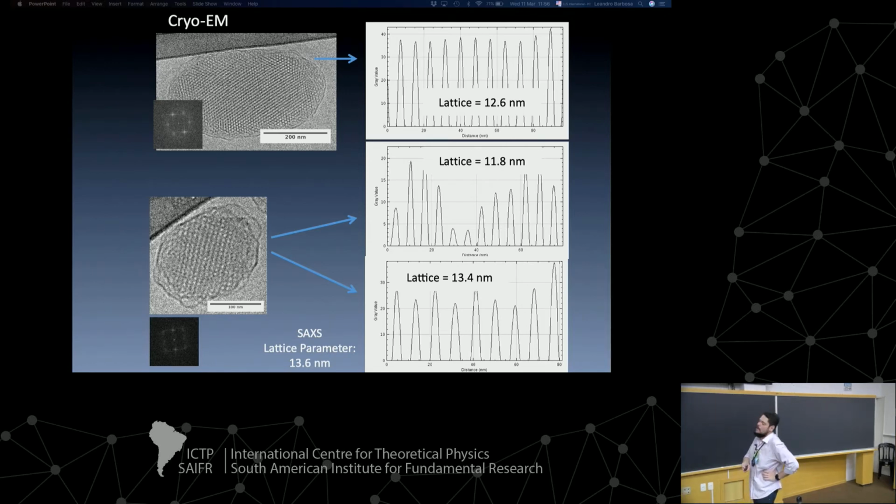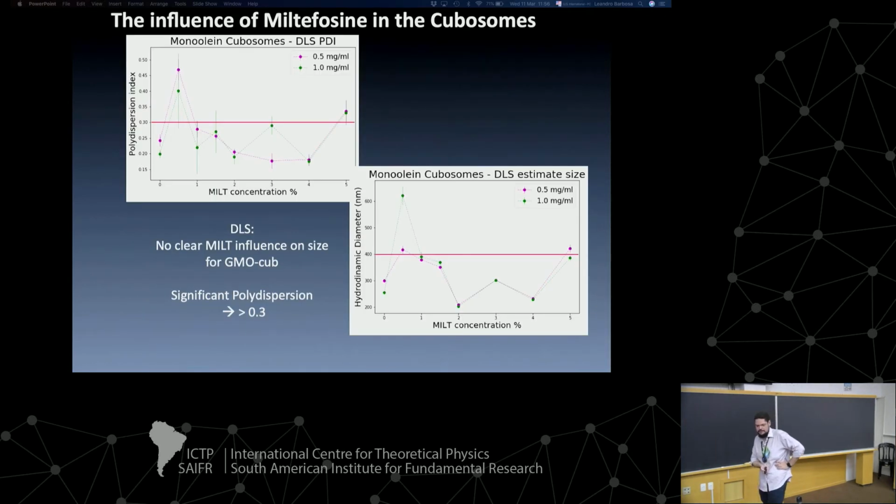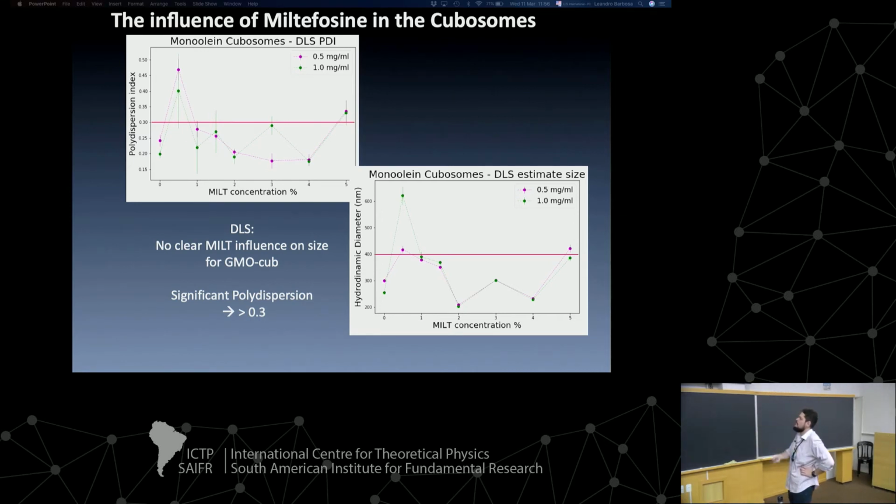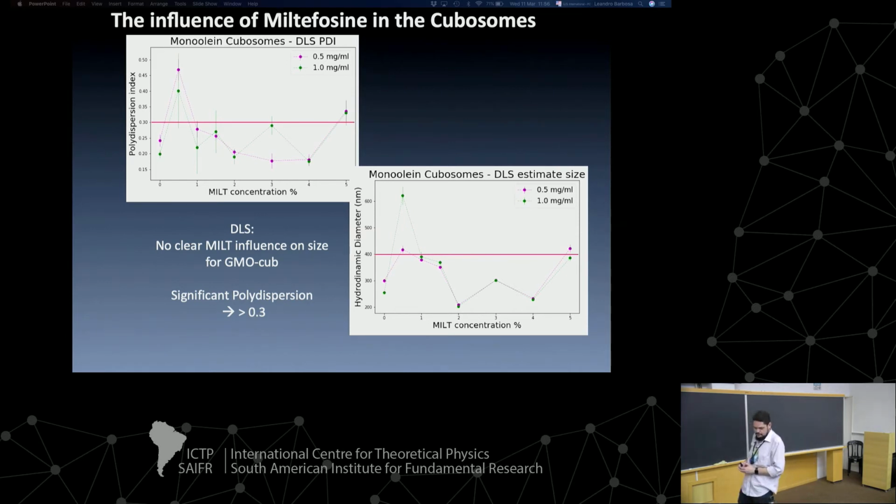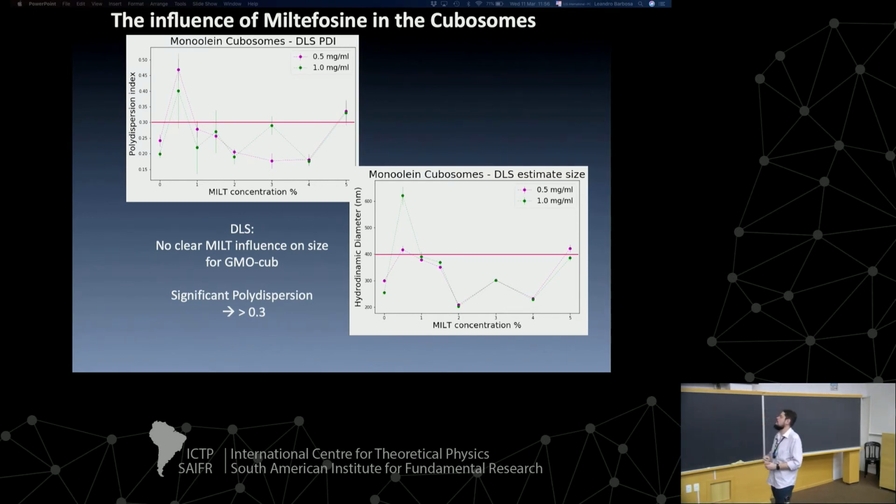Later on, we also characterized the general size of these scattering particles using dynamic light scattering. At this time, we were not very good at producing the nanoparticles because the polydispersity was quite high, 0.3, but nowadays we have improved the sample preparation and the cubosome production a little bit, and we get much, much smaller values for these cubosomes.